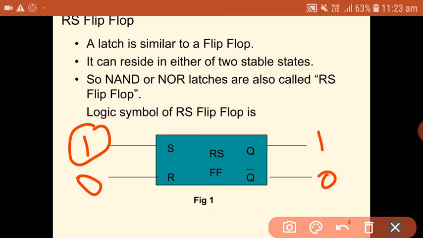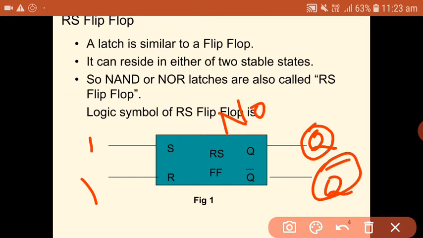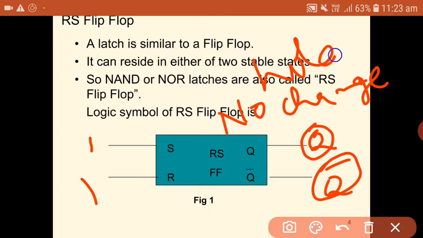If you consider the last combination, 1 1, the output will be as it is, Q and Q bar. Whatever the output was, it will again be the same as the previous output. So there is no change for the 1 1 combination of SR inputs. For the 1 1 combination, you will get Q as no change. You can also call this state of the flip-flop the hold state.